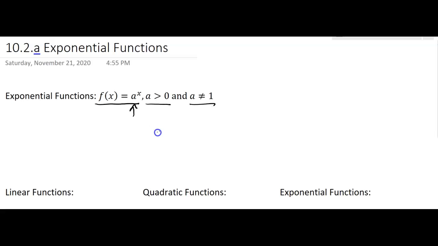So an example, you could have something like g of x equals 3 to the power of x. And that's why it's called an exponential function, because the variable is in the exponent. See, we haven't had that before. We've had variables, but not in the exponent.